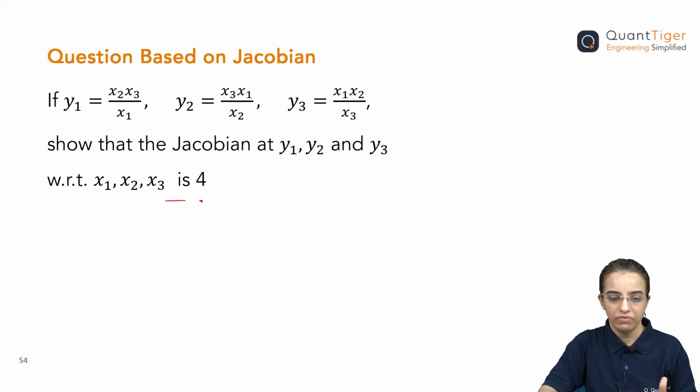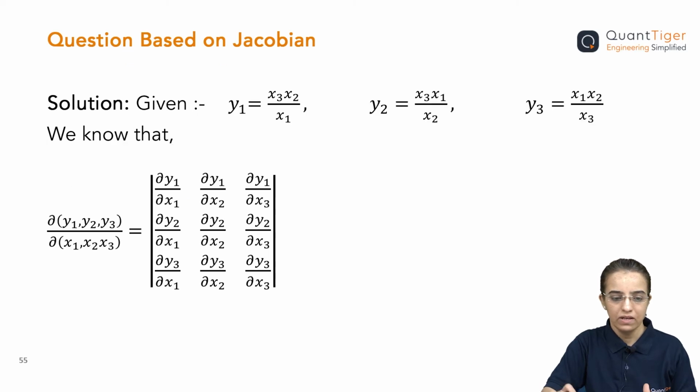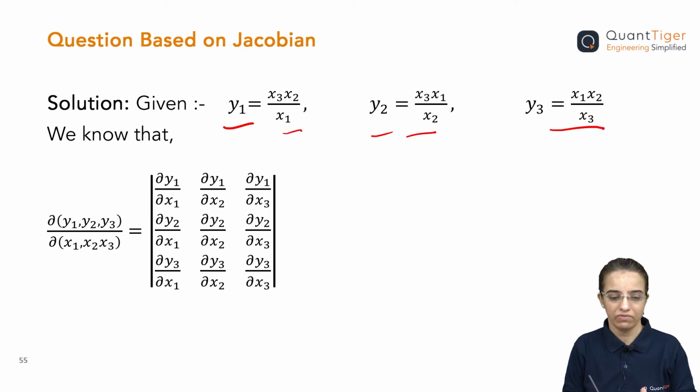So first of all, we will write the given functions as they are in terms of y and x. So the values y1, y2, y3 we have taken as they are. Now since y1 is a function of x1, x2, x3, y2 is a function of x1, x2, x3 and y3 is also a function of x1, x2, x3. So in the first row, we will just pick one function and we will differentiate it with each variable. So this is how we got the first row.